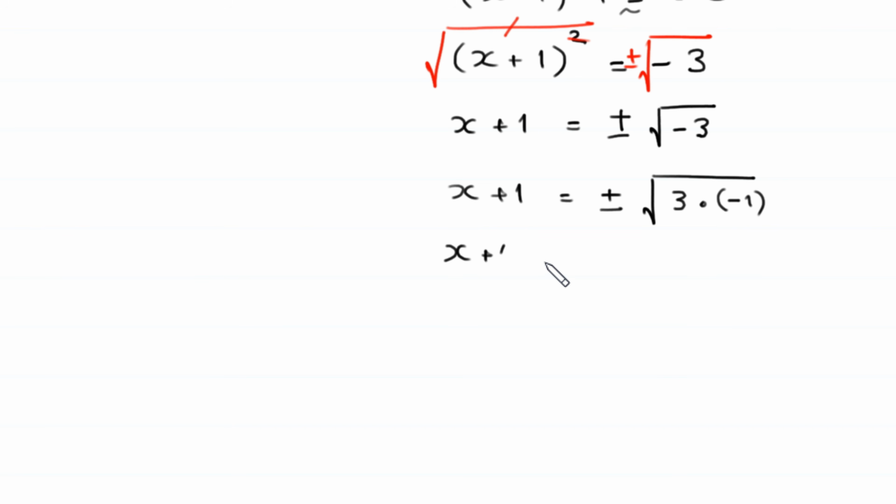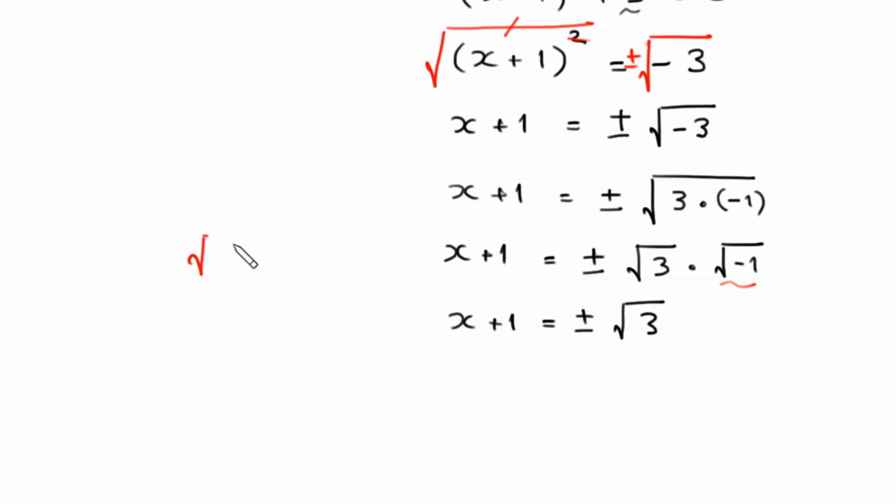Next, x plus 1 is equal to plus or minus, now this will become square root of 3 times square root of negative 1. Next, x plus 1 is equal to plus or minus square root of 3. This is square root of negative 1. Square root of negative 1 is equal to i. So this will become i. Now we move this 1 to the right hand side. Then this will become x is equal to negative 1 plus minus root 3i. This is the second and third value of x.